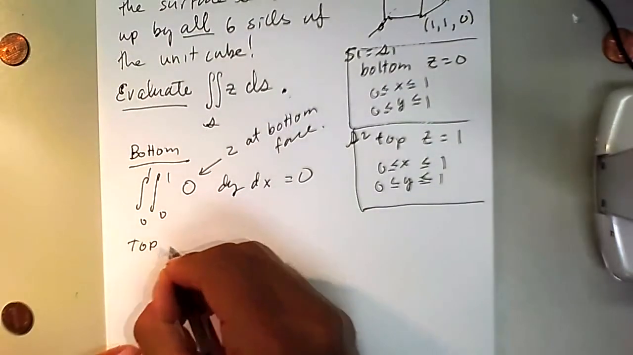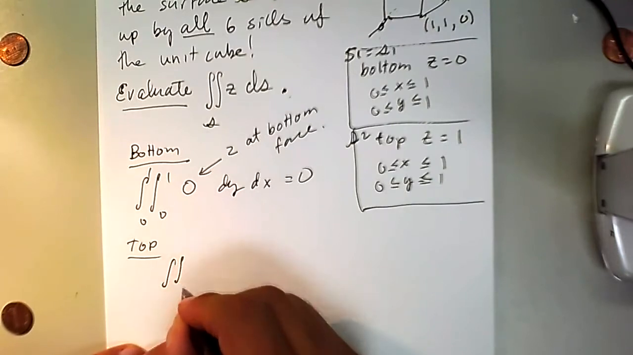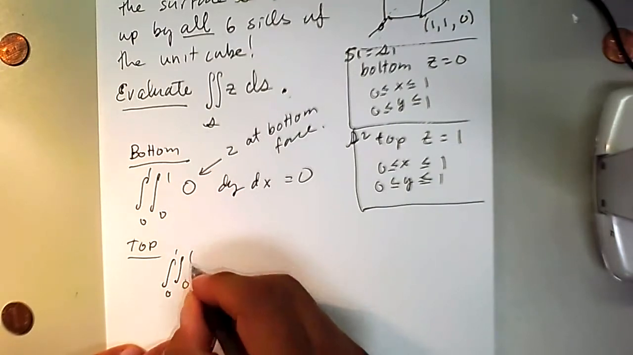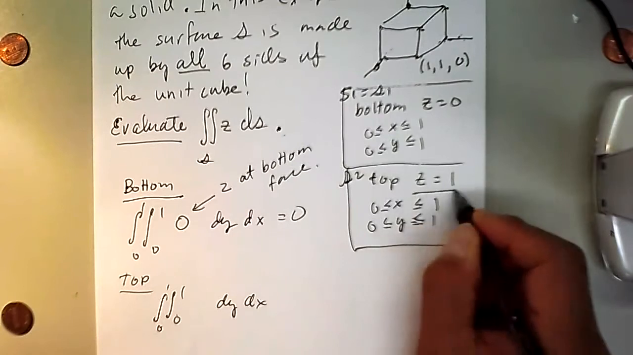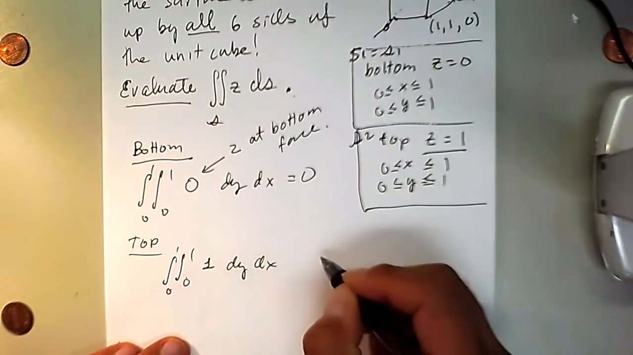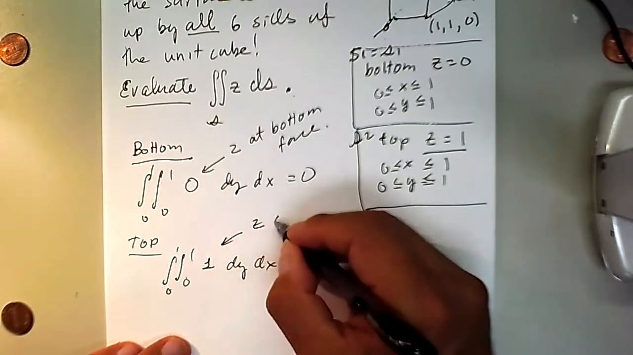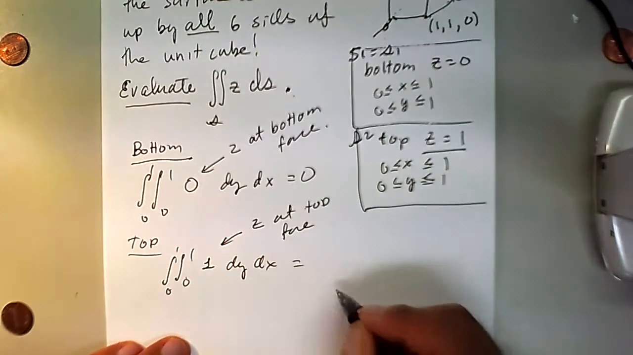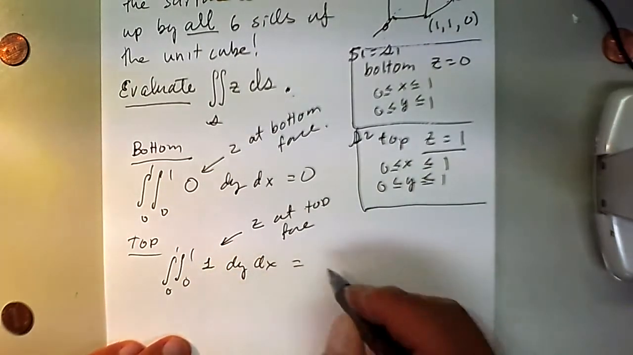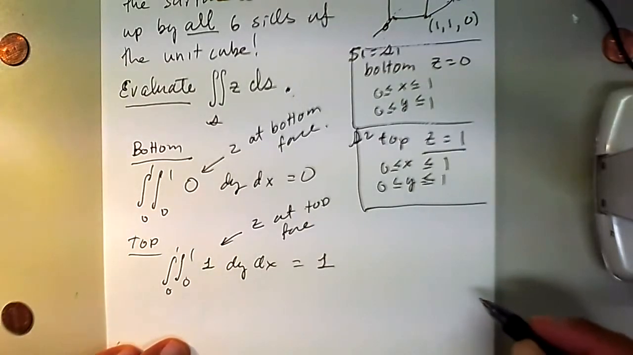Okay, at the top, we're going to double integrate from 0 to 1, from 0 to 1 on the y and x axes. But we're going to integrate 1. That's the value of z at the top face. And so, of course, we're just going to get the area of a regular square. So the answer is 1. Okay, we got 2 down, 4 to go.